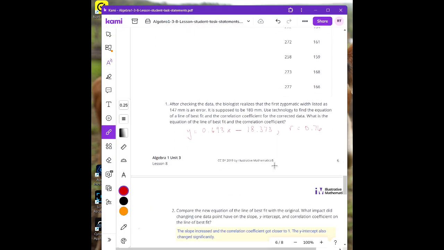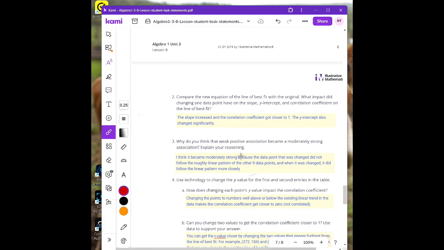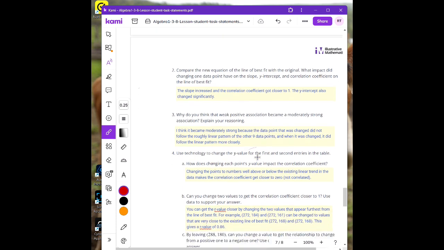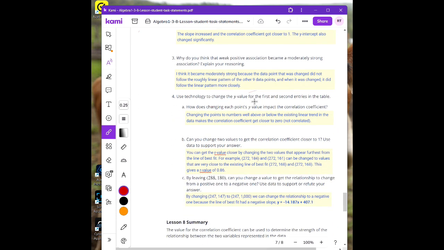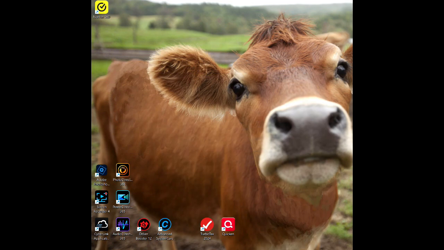Let's look at the next one. Use technology to change the y value for the first and second entries. How does changing each point's y value impact the correlation coefficient? Changing the points to numbers well above or below the existing linear trend in the data makes the correlation coefficient get closer to 0. So not correlated. So we can change those data points.